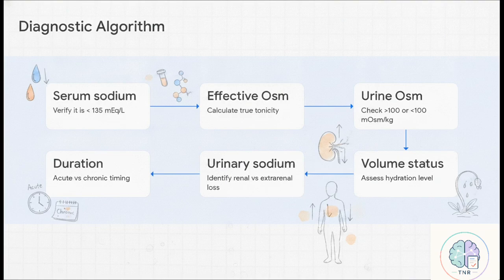To properly evaluate this without missing a single thing, we rely on a rigorous 6-step clinical framework. Step 1, confirm the serum sodium is actually low. Step 2, calculate the effective serum osmolarity. Step 3, check the urine osmolarity. Step 4, assess the patient's volume status. Step 5, measure urinary sodium. And finally, Step 6, determine the duration of the condition. You really can't skip a step here. If you do, it leads to misdiagnosis and, honestly, potentially harmful treatments.